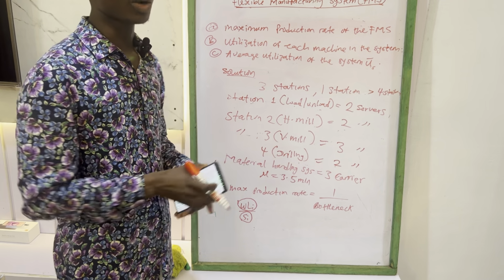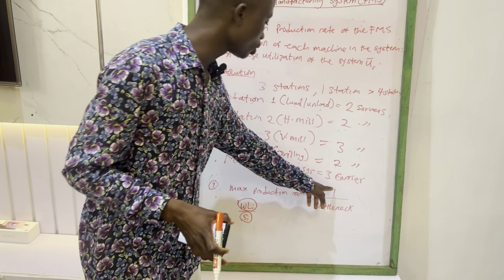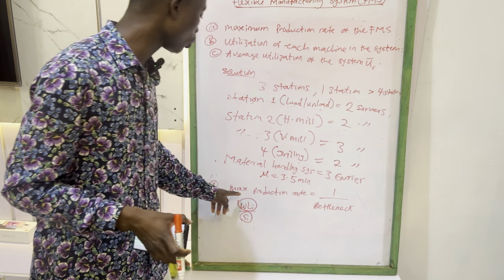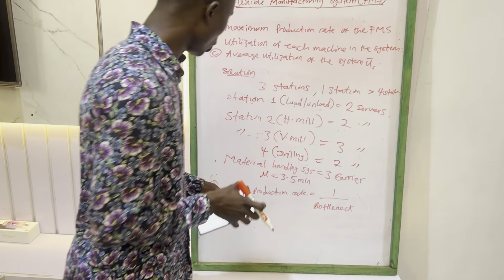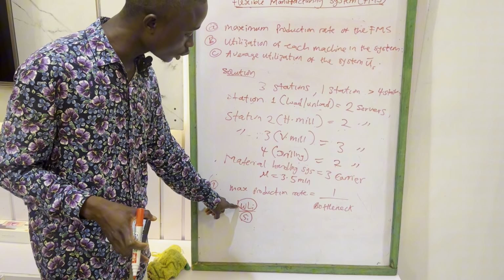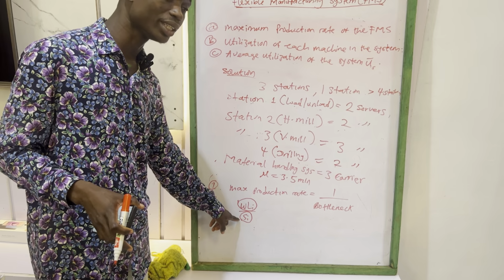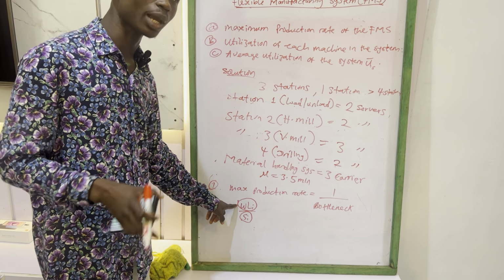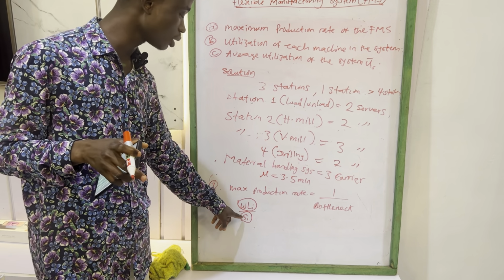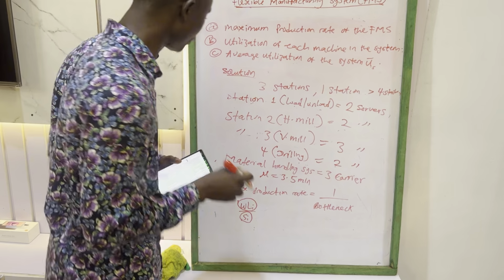The one that is the highest here will be the bottleneck. And once we can find that, it will be easier for us to get the maximum production rate. Which means we need to find WL_i and S_i, which is the total operating time for each machine and the number of servers. So now let's find that.